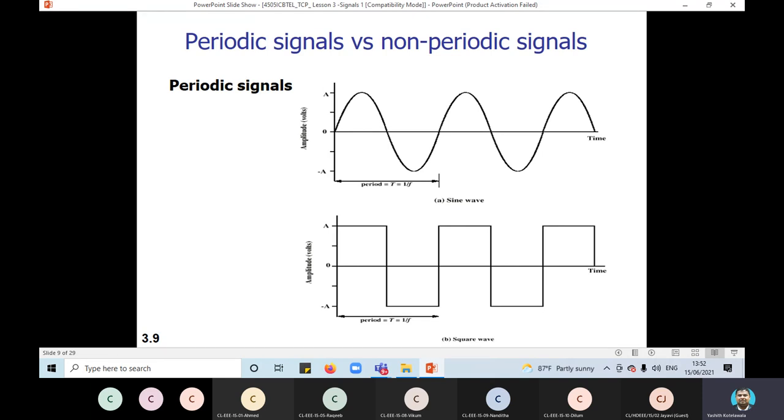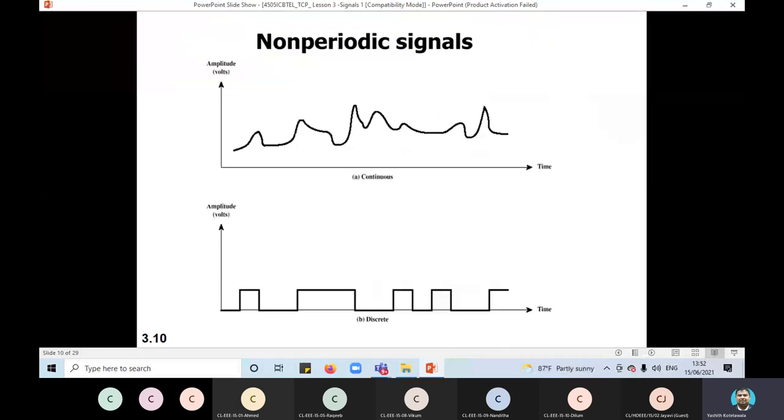Then what is non-periodic? Easy to understand. If you don't see wave components having the same time duration appearing on and on, those are non-periodic. So let's go and see examples for non-periodic. There you go. Non-periodic.